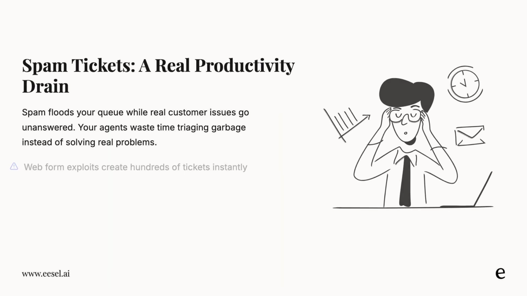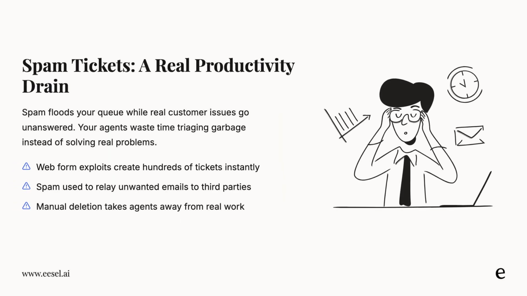Spam tickets don't just clutter your queue, they actively block real customer service. Agents waste time triaging garbage, response times climb, and meanwhile someone with a real billing problem sits waiting. The pattern is predictable. Web form exploits, bulk email submissions, or attackers using your instance to forward spam to victims.